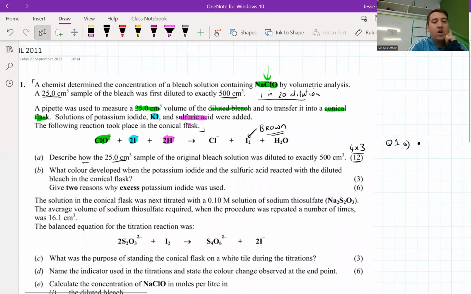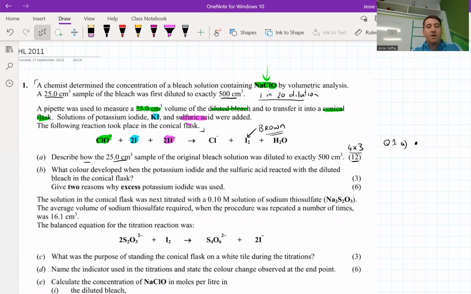Part B, it said, what color developed in the flask when the potassium iodide and sulfuric acid were reacted with the dilute bleach in the conical flask? So when we mix these 3 things together and we got these products, what color developed? What did we see? Pause the video, write down your answer. This is part B, and it's the first one, B part 1. Pause the video. Okay, so as I told you here, it's iodine that's produced, so this is going to be brown. Or you might have described it as a reddish brown.